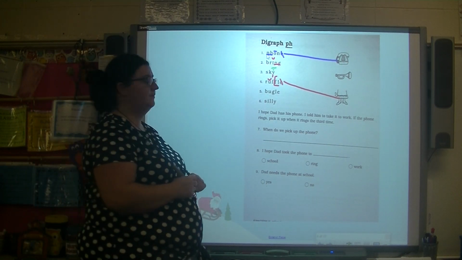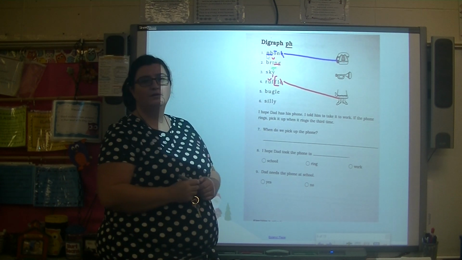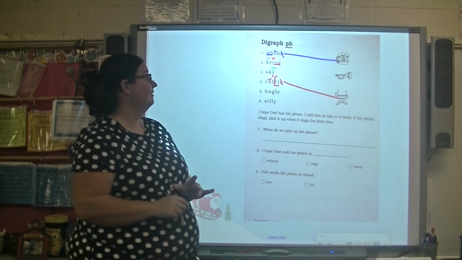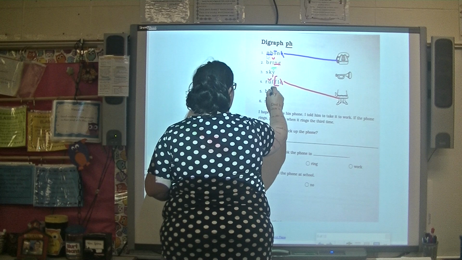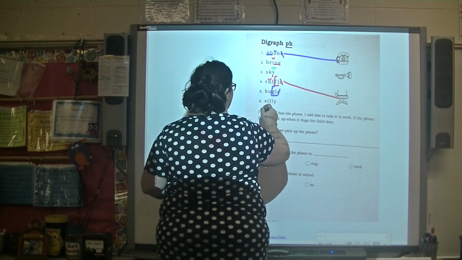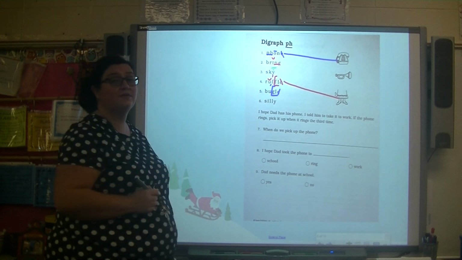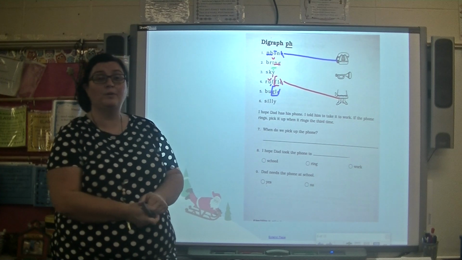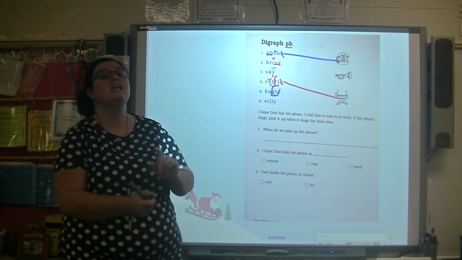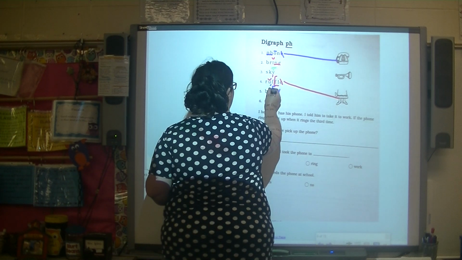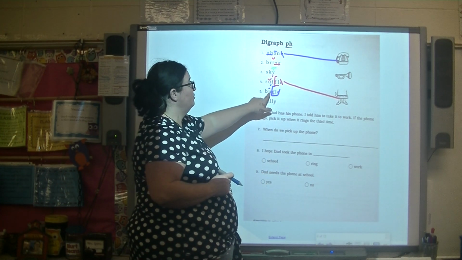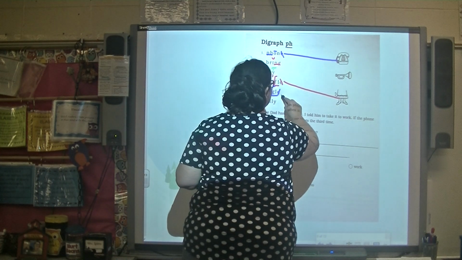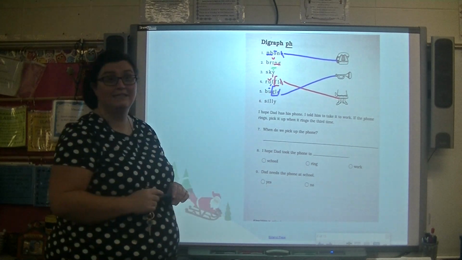Number 5. How do I code it? Final stable syllable, GLE. Remember, your accent's always on the first syllable. Now my vowel is at the end of the syllable. So your vowel is long. U. What word? Bugle. A bugle is similar to a trumpet. It is a type of horn.